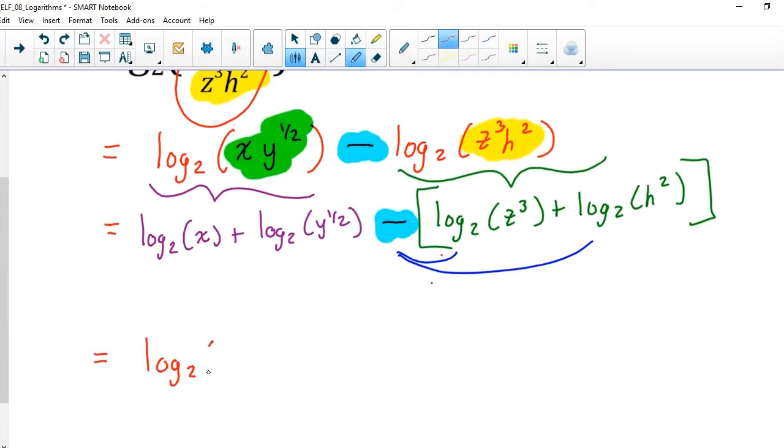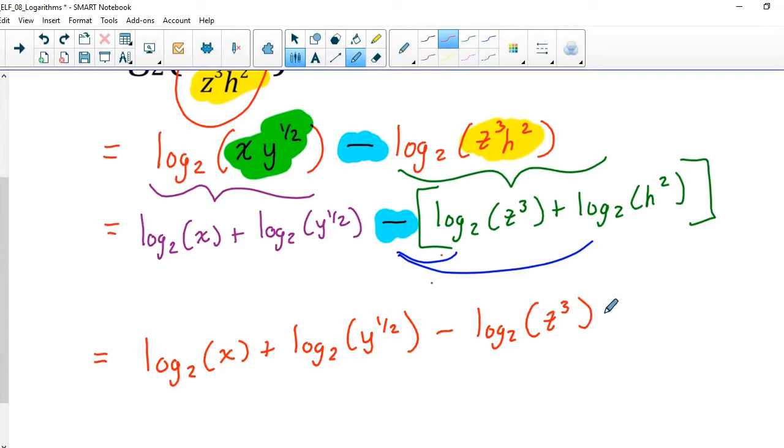So log base 2 of x plus log base 2 of y to the 1/2 minus log base 2 of z cubed minus log base 2 of h squared.